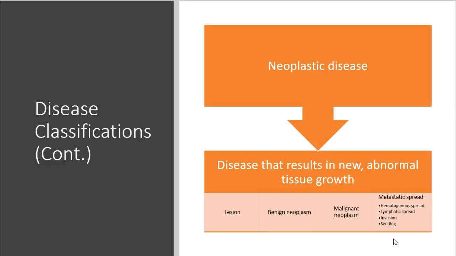Neoplastic. So diseases result in new abnormal tissue growth. So it can be a lesion. You hear that a lot, as if they have a lesion. So that means we don't know quite what it is. So we haven't gotten as far as to see if it's benign or malignant. So benign means it's not cancerous, where malignant is cancerous. And then we look for metastatic spread. It can be through blood, lymph, and it can be invasive in going to other organs just from growing. And it can send seeds out through blood and the lymphatic system.